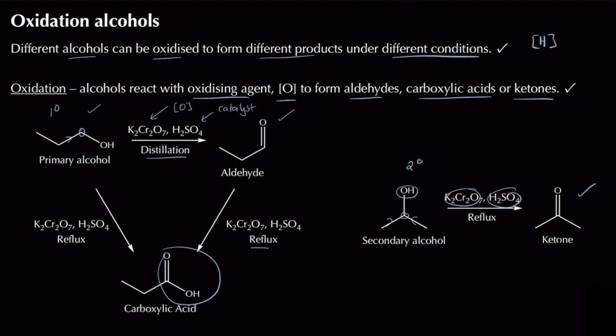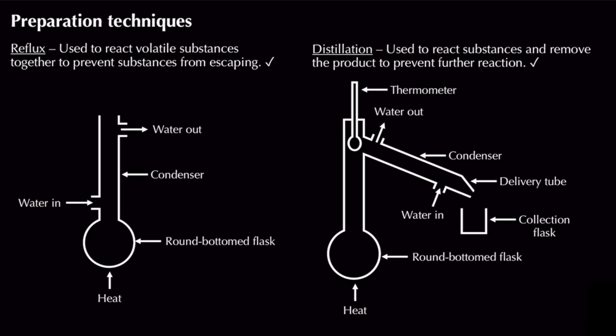Now, if you were to look at, let's say, preparation techniques and look at distillation and reflux in a bit more detail, reflux, we use it to react volatile substances together to prevent substances from escaping. If I were to look at a reaction again, where I'm taking, of course, a primary alcohol. In this case, I'm going to go with something easier. I'm going to go with ethanol in this case. If I were to take ethanol and react that with my oxidizing agent, I would put that in, of course, my round bottom flask that you can see over here.